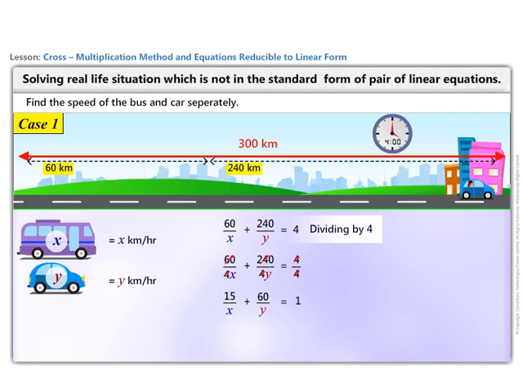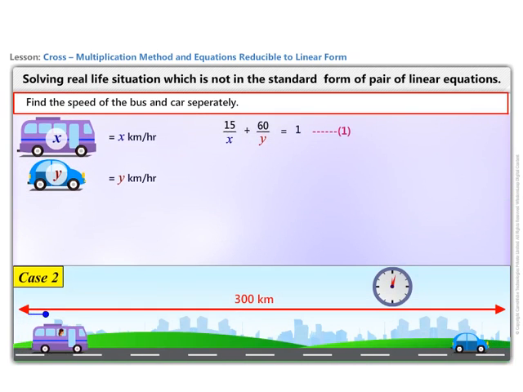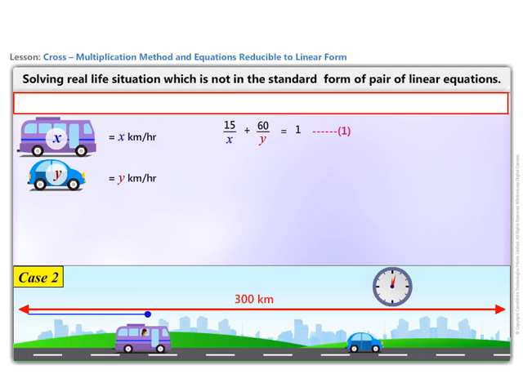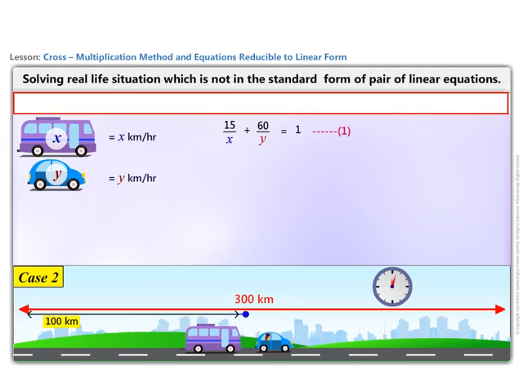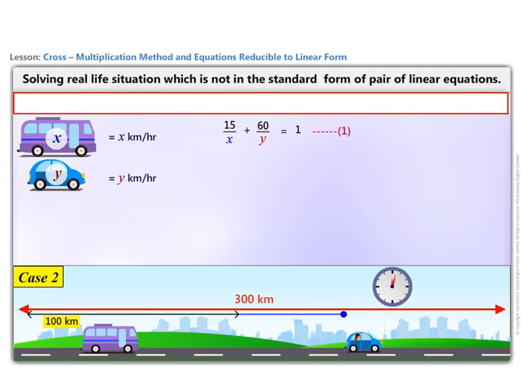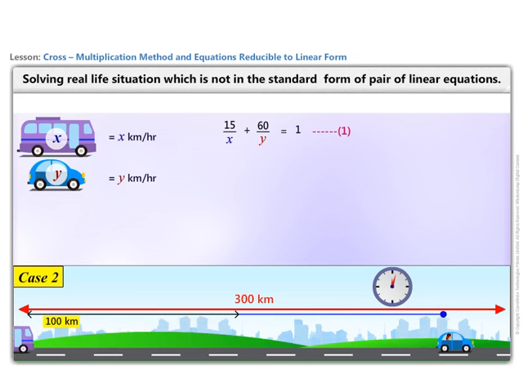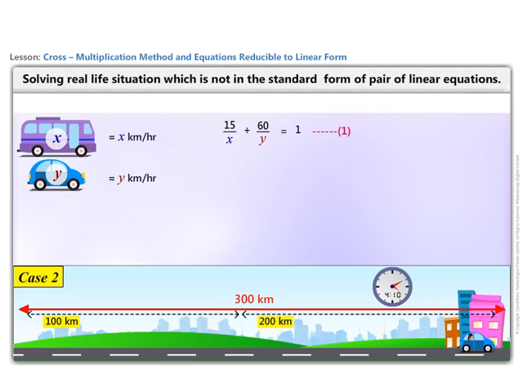solving the equations, we get p is equal to 1 by 60 and q is equal to 1 by 80. Now, substituting these values back into the above equation, we get x is equal to 60 and y is equal to 80. Thus, the speed of the bus is 60 km per hour and the speed of the car is 80 km per hour.